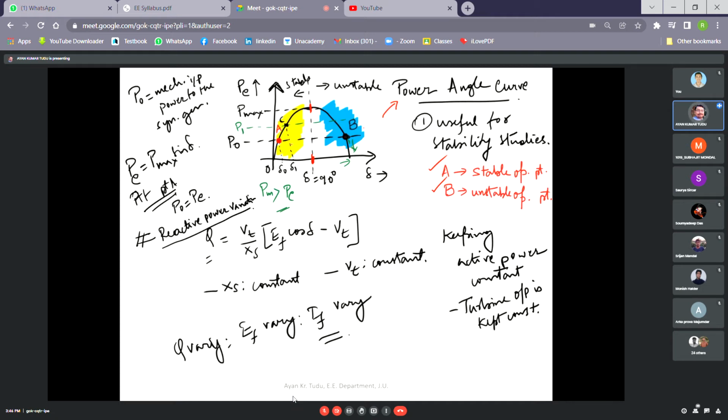Now the question comes, why is this stable and why is this unstable? I will just briefly explain it, and we'll talk about it in detail in our stability classes. In this class I'm just briefly explaining. Suppose the input power to the generator has been increased. If P0 is increased to P1, then what can happen?